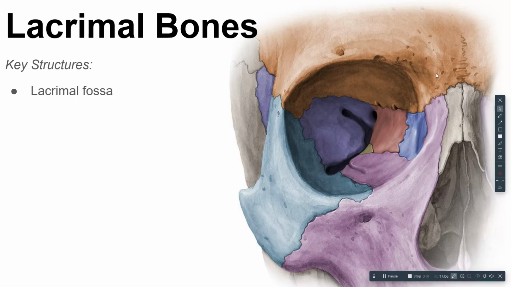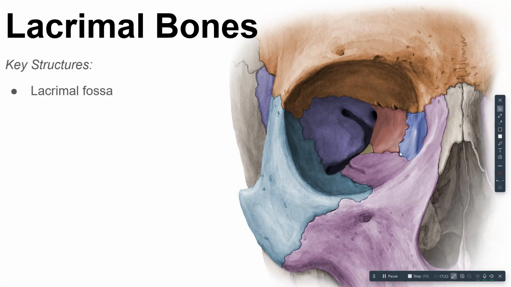We also see the lacrimal bones in this medial wall of the orbit, the blue guy in my picture right here. So just in front of that orbital plate of the ethmoid bone, just behind that maxillary bone right there.